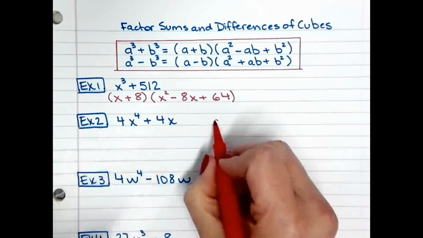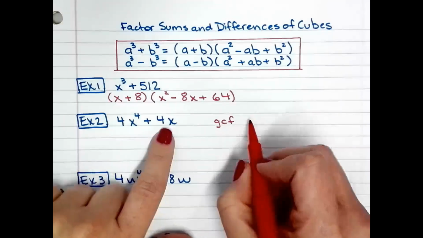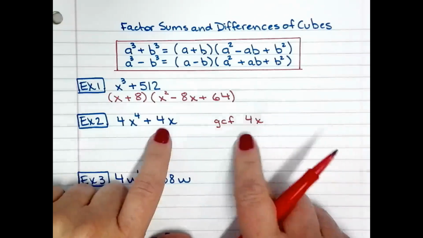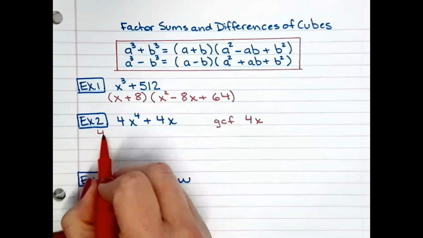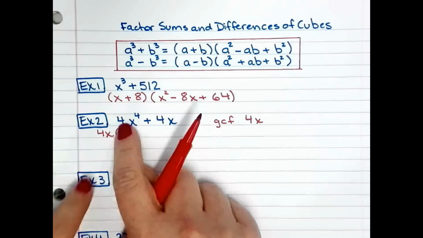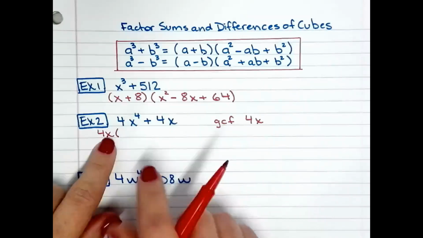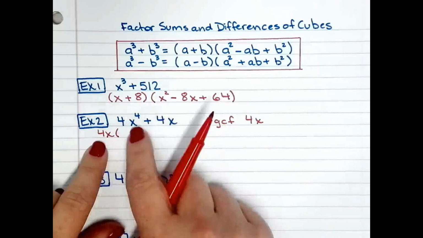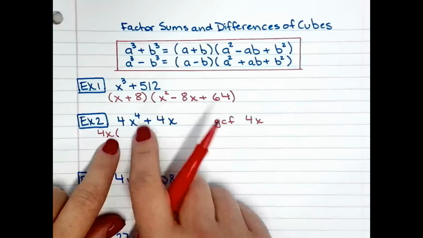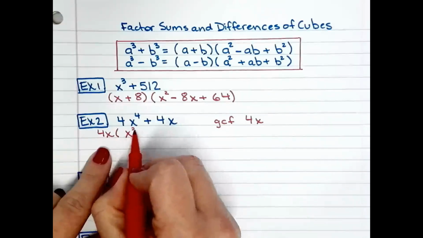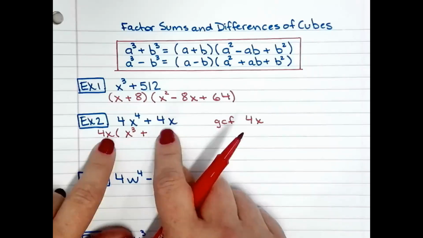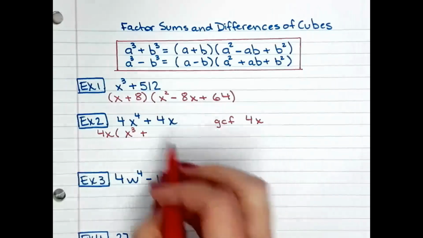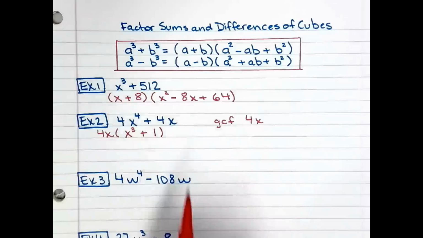Example 2, on the other hand, you do have the GCF to start out. So GCF goes right there. It doesn't disappear. It goes in the front. So 4x. Now 4x to the fourth power divided by 4x. 4 divided by 4 is 1. X to the fourth power divided by x, you get x cubed plus 4x divided by 4x. That's not 0. That doesn't disappear. That doesn't cross out. That's 1. 4 divided by 4 is 1. X divided by x is 1.